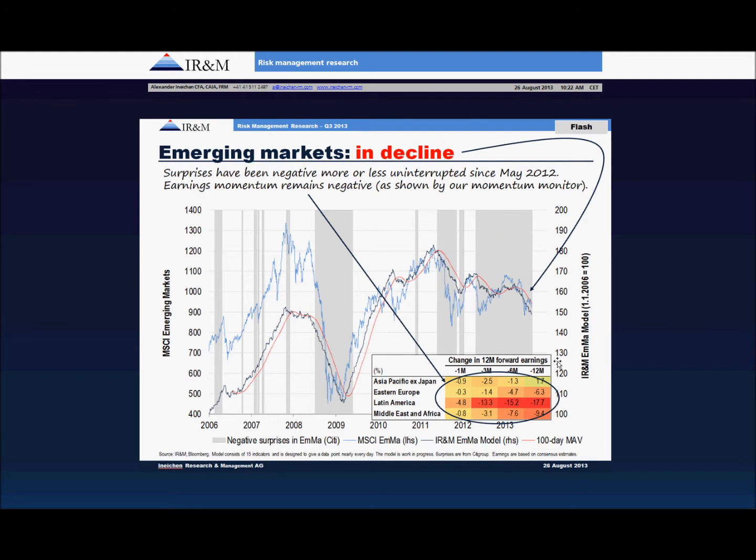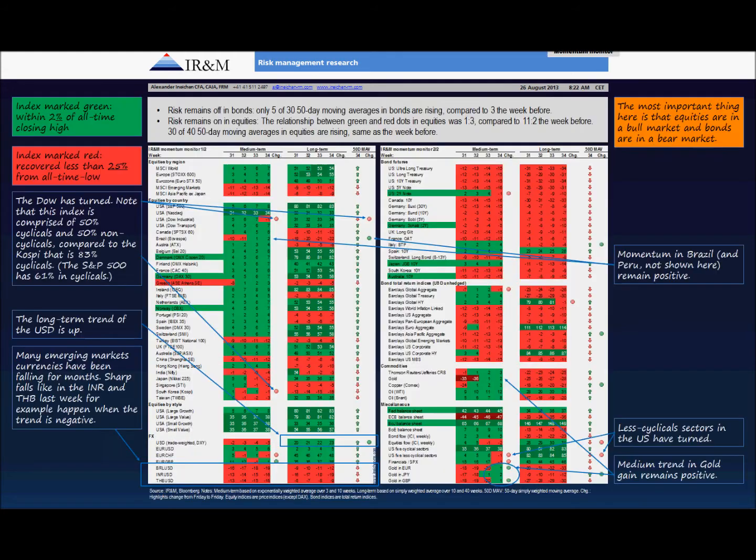This is a table showing changes of 12-month forward earnings. This is a 1 month change, and then 3, 6, 12-month changes. The various regions, it all has been negative, which means this slide is very much consistent with the momentum monitor with this part. Gold or commodities have been red for a long time, but now you see some positive. Let's say last week, according to this, the medium term has changed and is now positive.